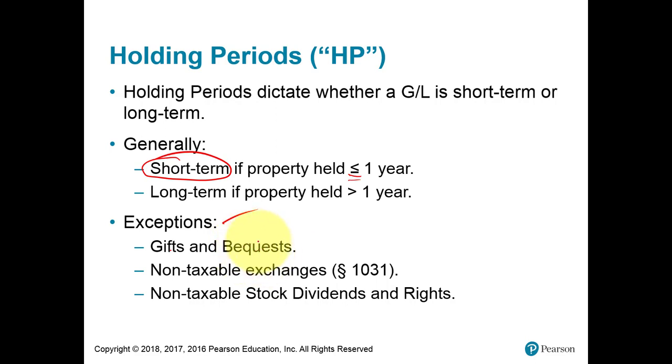Whatever you receive as a bequest or inheritance is automatically considered long-term, no matter how long it was held by the decedent or the beneficiary. If you exchange assets in a tax-free exchange, then you can tack on the holding period of the old asset to the holding period of the new asset you acquired. And here's something you learned in previous accounting classes: stock dividends. When you receive more shares as a stock dividend, the holding period is considered the same as the original underlying stocks you had.